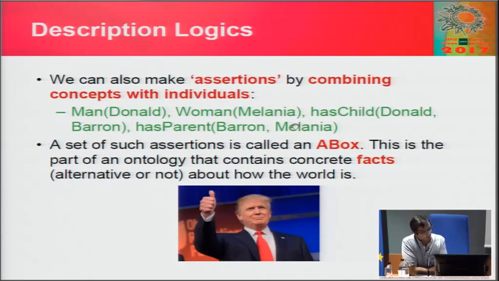Now, similarly to the T box, which was made up of a set of axioms describing the relationships between different classes, a set of assertions like I've shown above is called an A box, and this is the part of an ontology which contains concrete facts about how the world is.